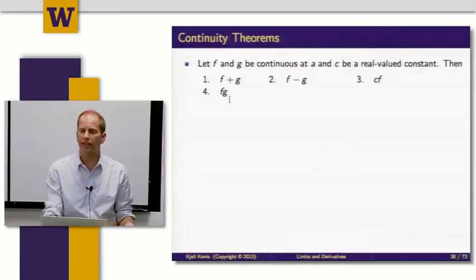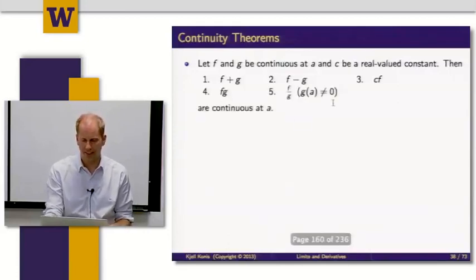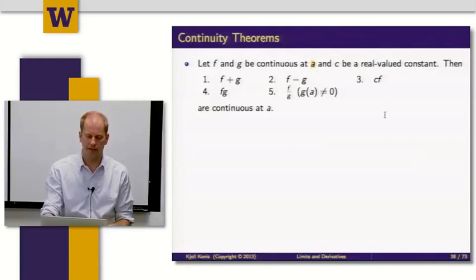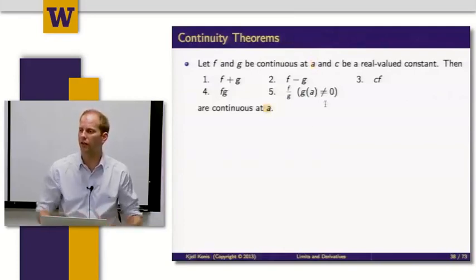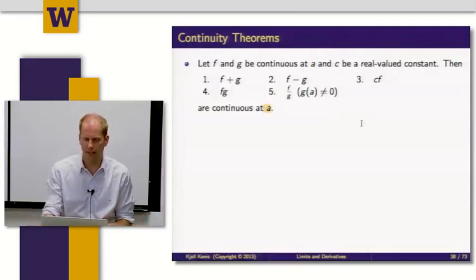If I take the product of two continuous functions, that's going to be a continuous function. And as long as the denominator is not equal to 0 at the point A, then the ratio of two continuous functions is also going to be continuous. And again, this is a pointwise definition. So this is only continuous at a point A. So all of these have to hold on an entire interval for these functions to be continuous on that interval.